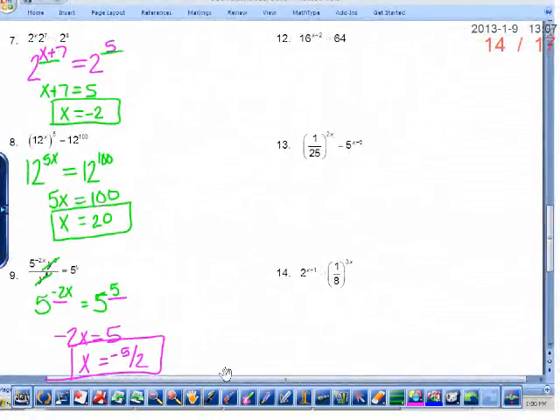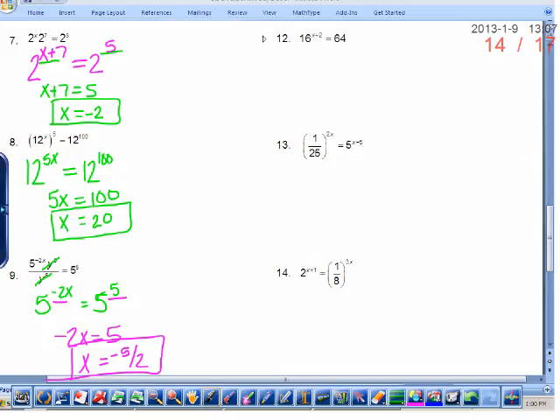Let's look at number 12. Ideas on how we could approach number 12. Lindsay? Well, they both have 4. What do you mean they both have 4? Try and use good language. 4 to the power of 2 equals 16. And 4 to the power of 3 equals 64. Great. So we can rewrite both of these with a base of 4.